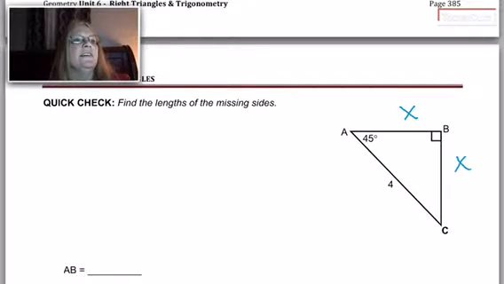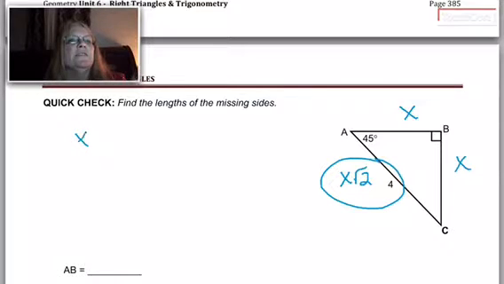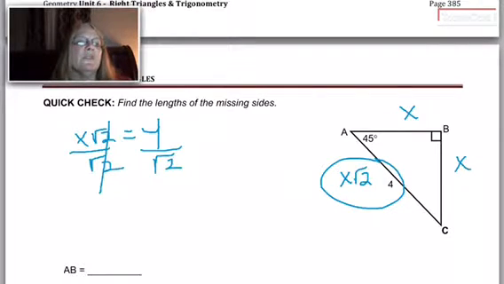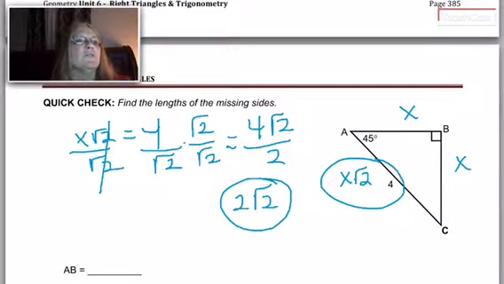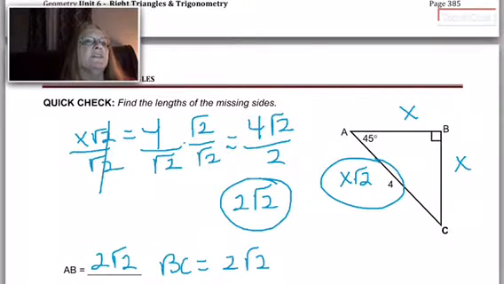This is x, this is x, and this is x to the square root of 2. So if you don't remember the rule here, we see from our picture that x to the square root of 2 is equal to 4. So we can just solve for it. We need to divide both sides by the square root of 2 to get x by itself. So x is equal to 4 divided by the square root of 2, which is correct, but we can't leave the radical in the bottom. So we multiply by the square root of 2 over the square root of 2, which is 4 times the square root of 2 over 2, and we can simplify one step further, and it's 2 times the square root of 2. So AB is 2 times the square root of 2, and then BC is also 2 times the square root of 2, because they are both x. So anytime this is an integer in a 45, 45, 90, the leg will be half of that integer times the square root of 2.